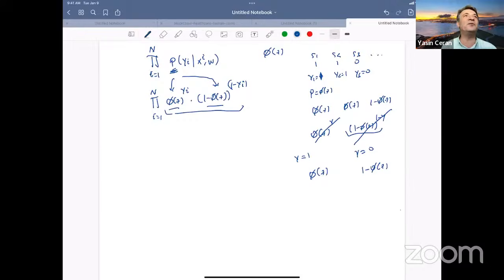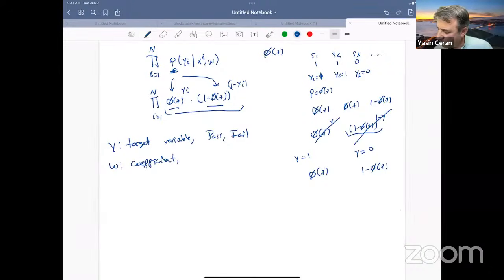That's the only reason. I just saw the question: I'm a bit confused with y and w. Again, y is the target variable, whether passed or failed. W is the coefficient, or weight. I'm multiplying w by x, and x is the data attribute. Y is target, W is coefficient. Why is W the same for everyone? I cannot come up with a W different for everyone.